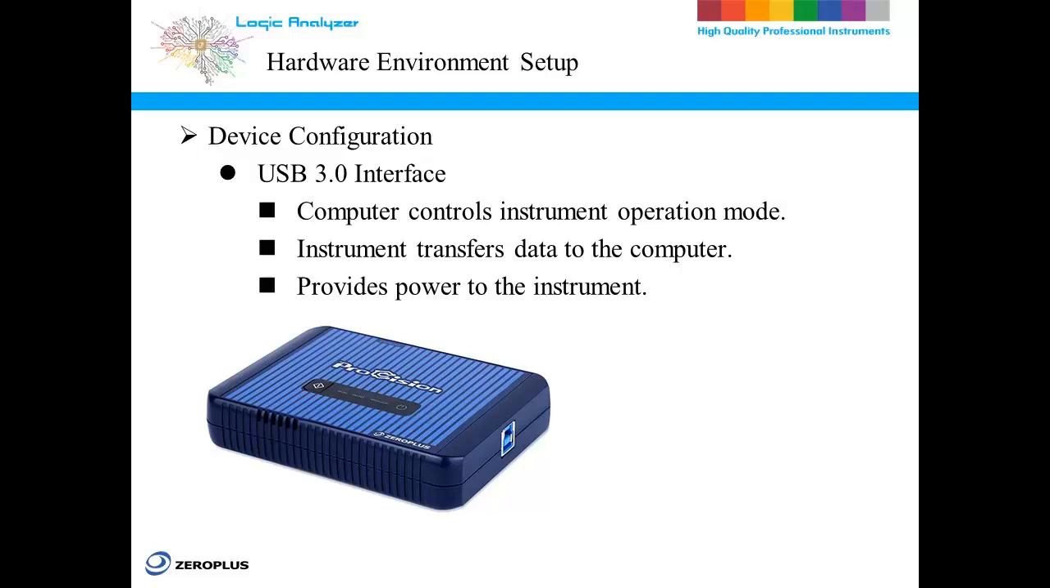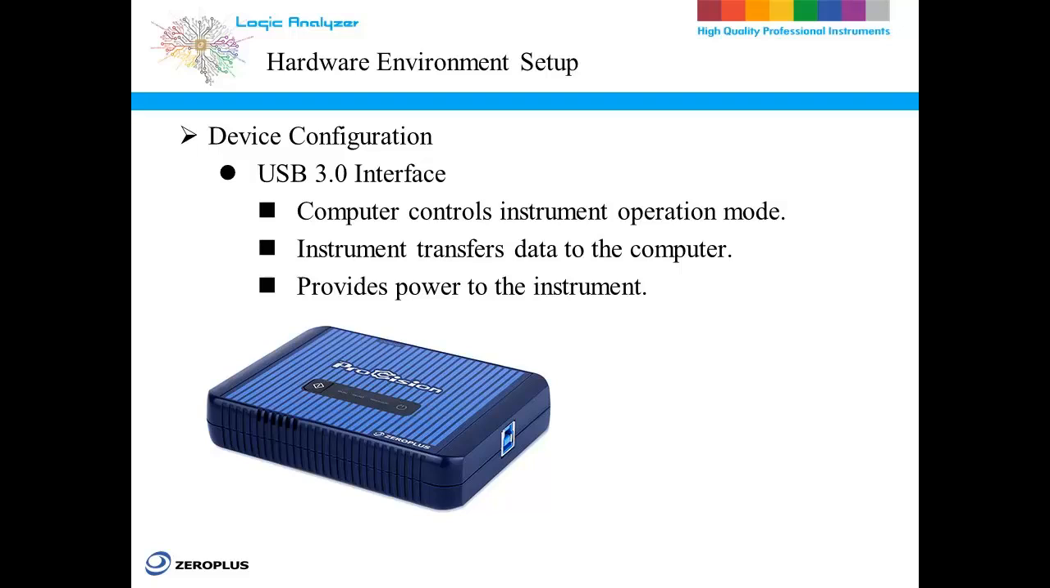First up is the USB 3.0 interface. It's not just for transferring data, it's got a few key roles. It lets your computer control the instrument's operation mode, like starting or stopping measurements. At the same time, it quickly sends the data the instrument captures back to your computer, so we can see the results in real time. Plus, the USB also powers the instrument, so you don't need an extra power cord.